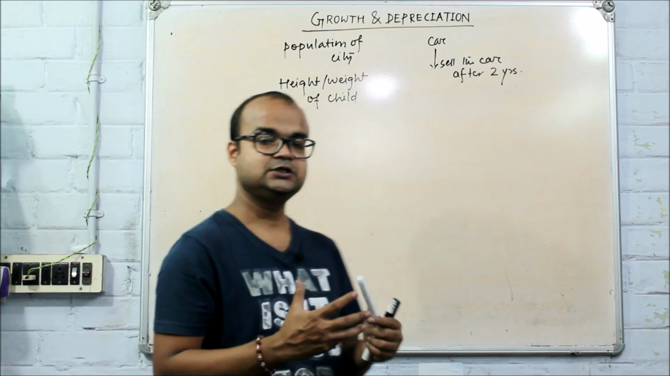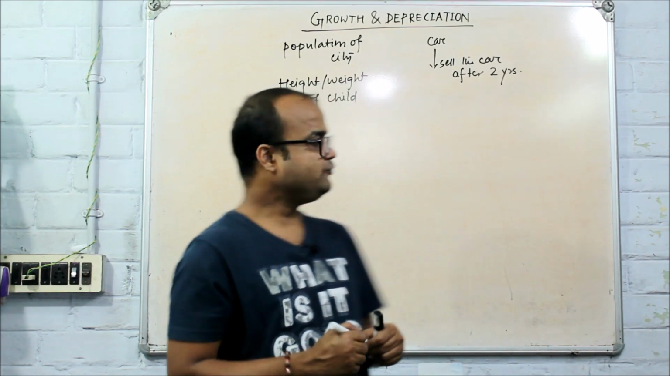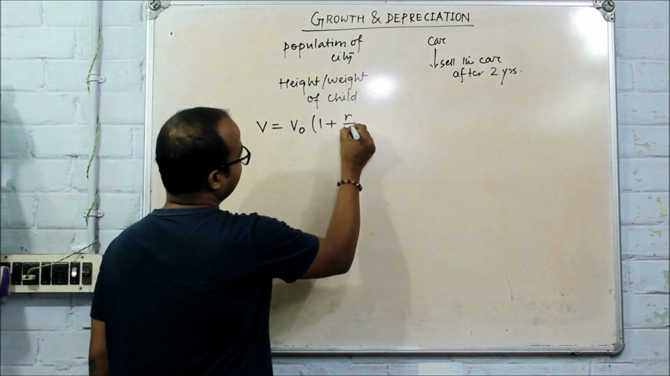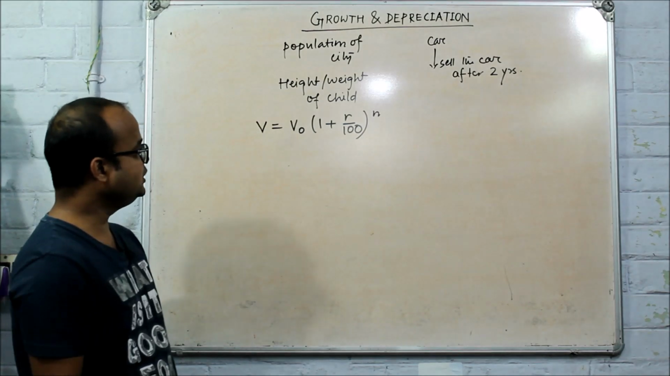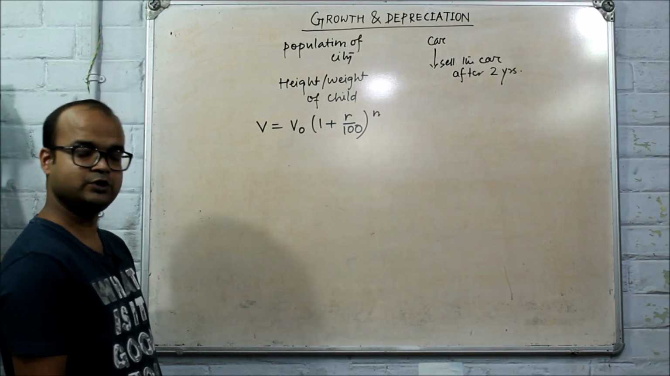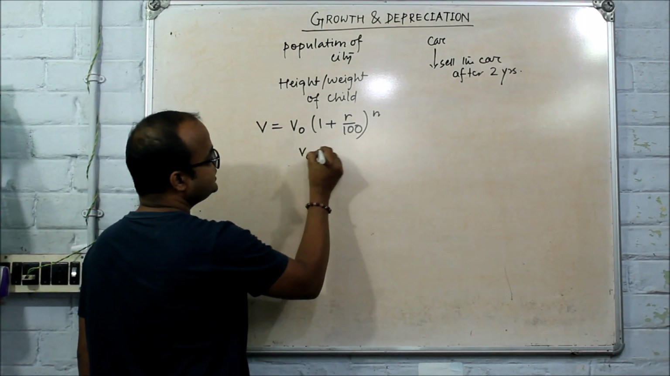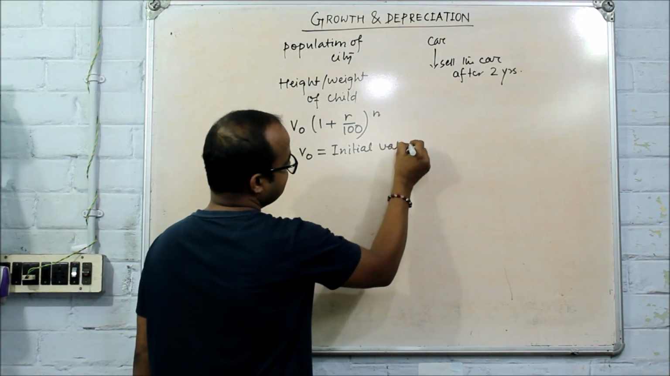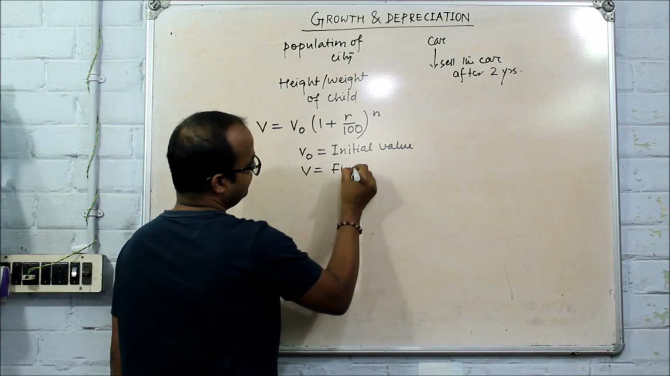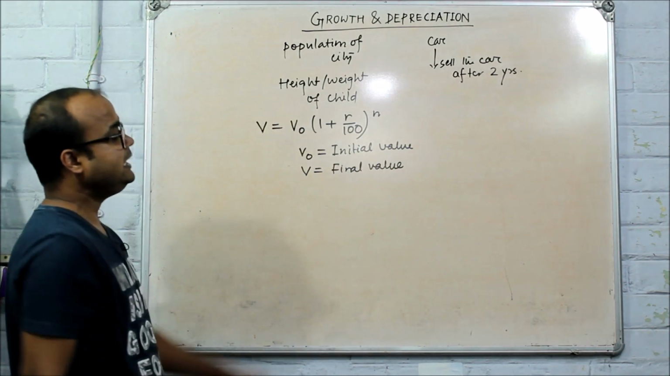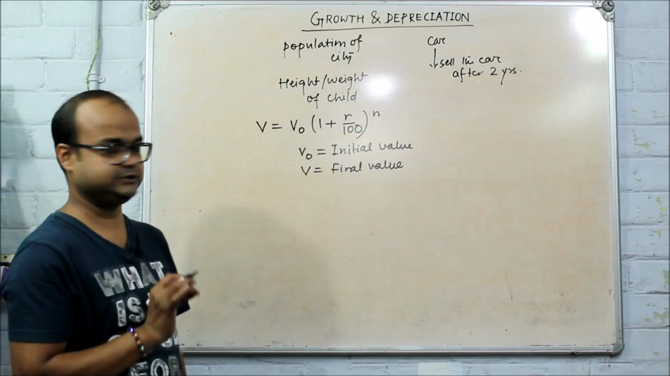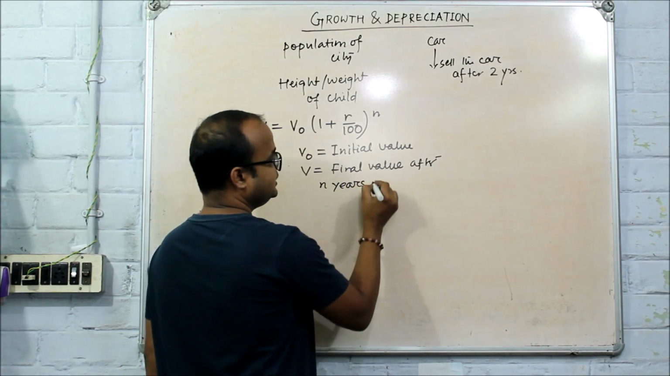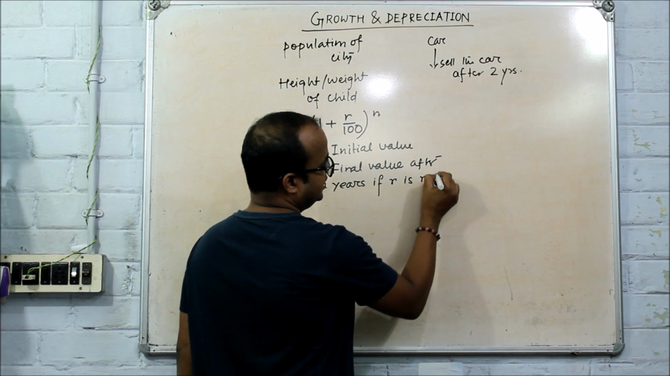So how are we going to calculate growth and depreciation? The formula for growth is V is equal to V0 times 1 plus R by 100, to the power n, where V0 represents the current or initial value and V represents the final value after n years, if the rate of growth is R%.